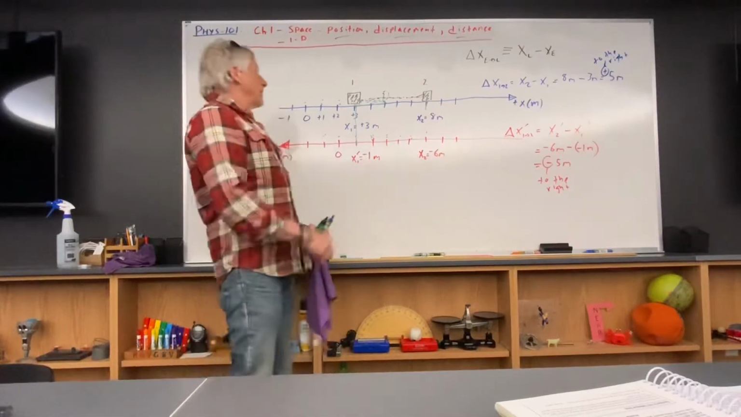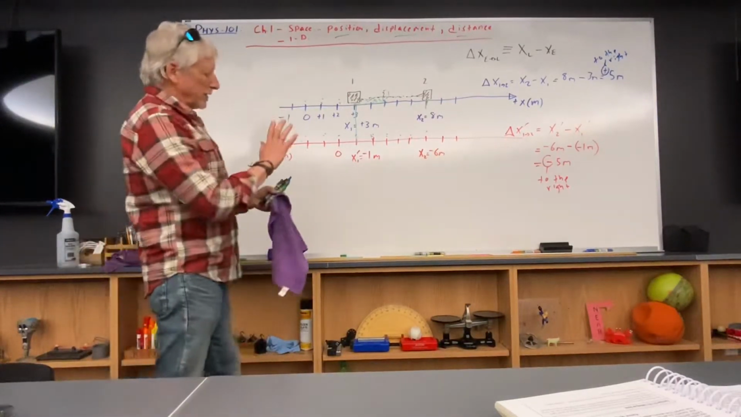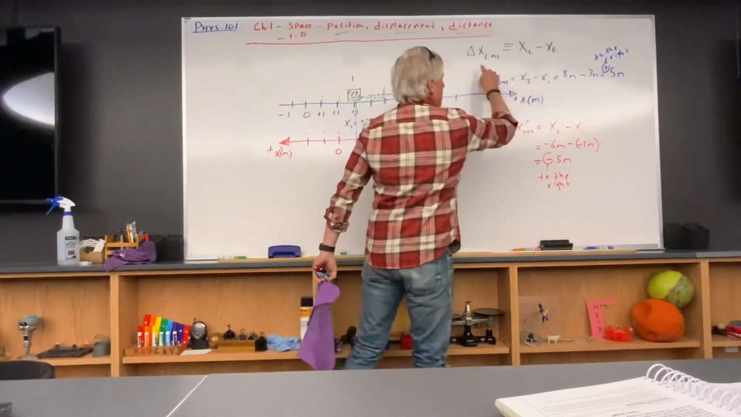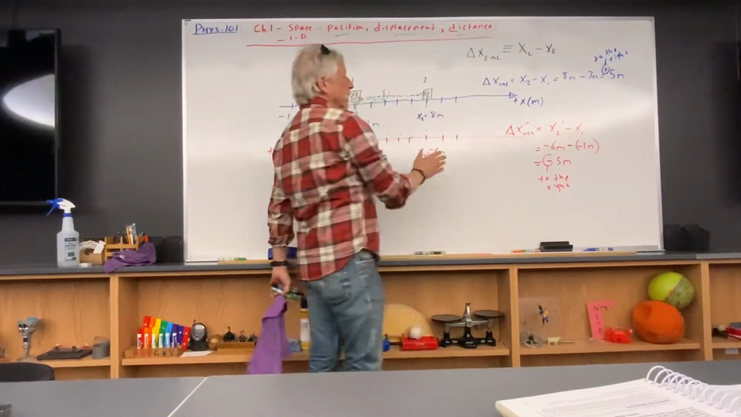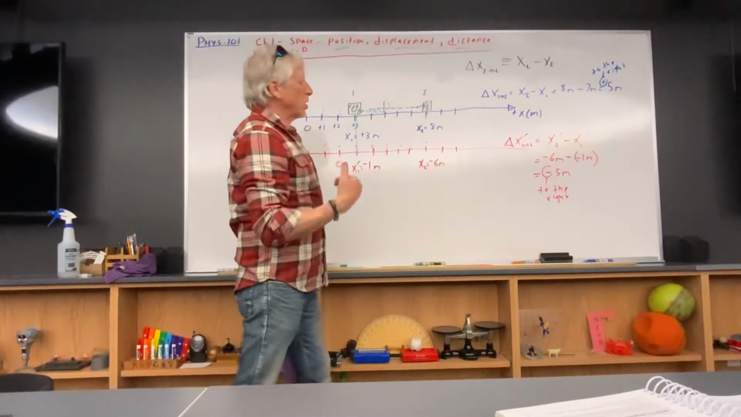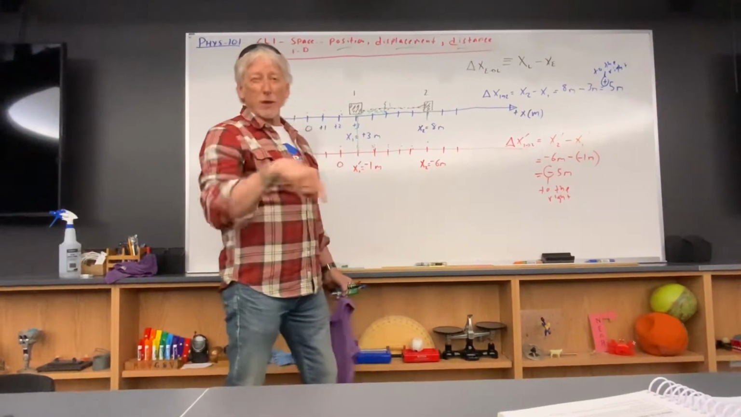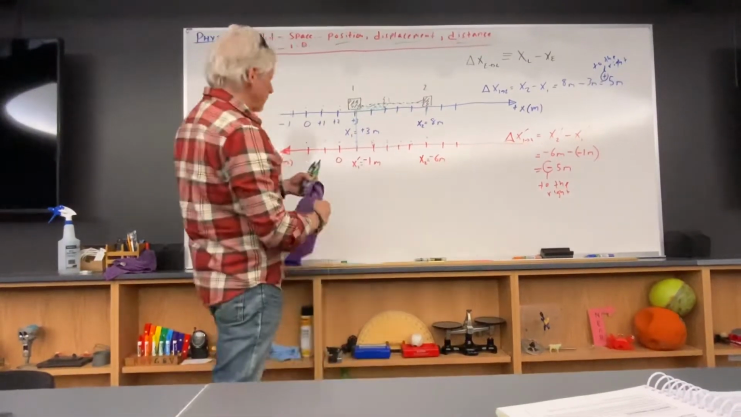Great. Okay, so we did this. Remember, x is called position. Delta x is displacement. It doesn't tell you how you got there, how much distance you had to travel to get there, how many turns you took or anything back and forth.